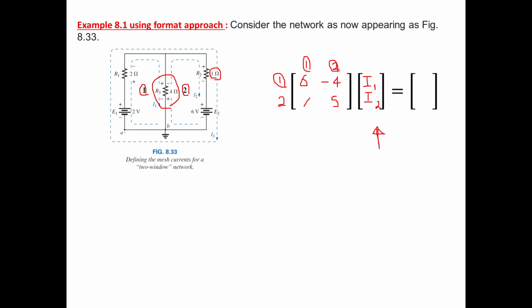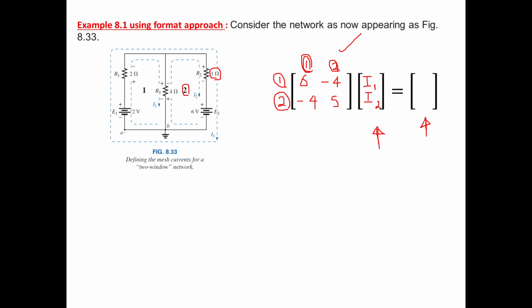Now we are going to fill this element. How are you going to fill it? Again, the resistance between loop 2 and loop 1. Is there any resistance between loop 2 and loop 1? Yes, 4 ohm resistance. So what do you write here? Minus 4. Why are you writing minus 4? Because the rule states it is the negative of the resistance connected between the two loops. Now we have completed the matrix. Now here we are going to write this one. So this is very easy.